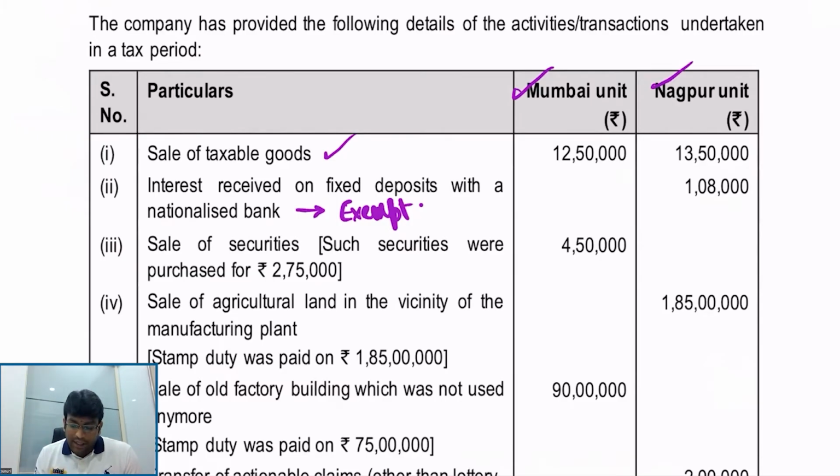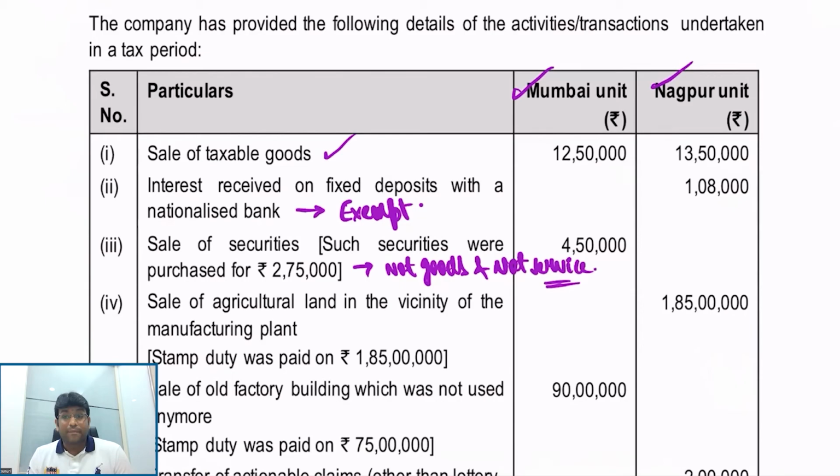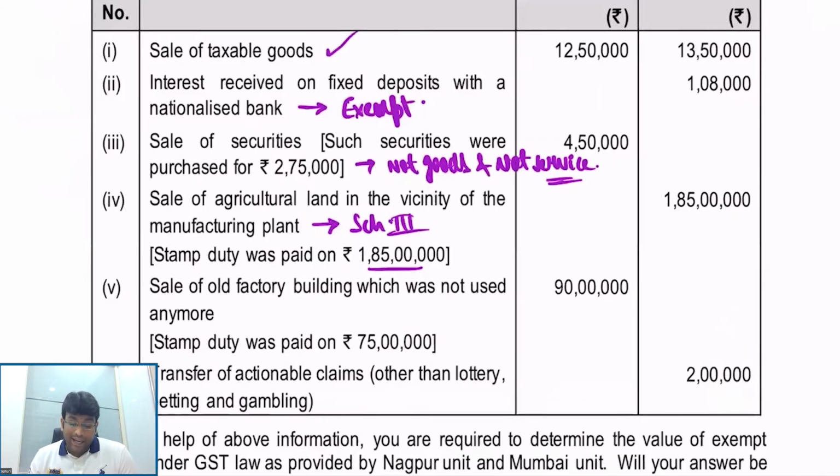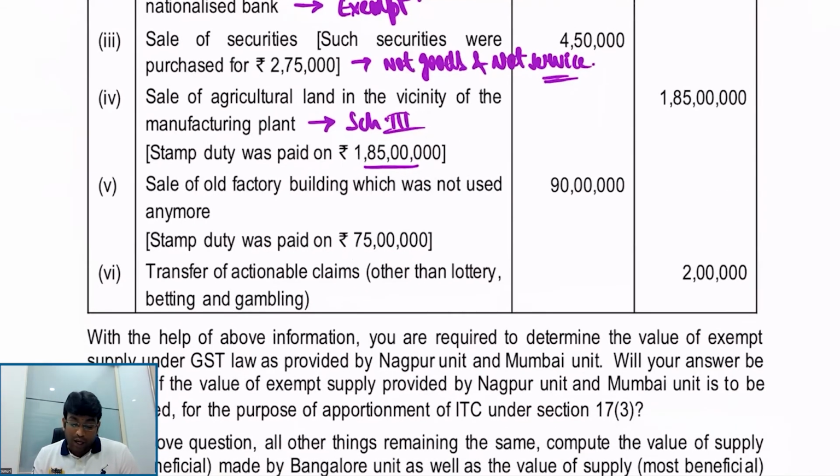Then, sale of securities. Sale of security is not goods, and of course it is not service. Because in the definition of goods, security is not covered. In the definition of services, there also securities is not covered. Then, sale of agricultural land in the vicinity of the manufacturing plant. Stamp duty was paid on 1.85 lakhs. So what? This is covered in Schedule 3, which is neither a supply of goods nor a supply of service. Next, sale of old factory building which was not used anymore. Stamp duty was paid on 75 lakh, but it is sold for 90 lakh.